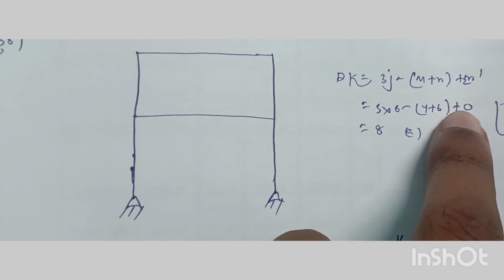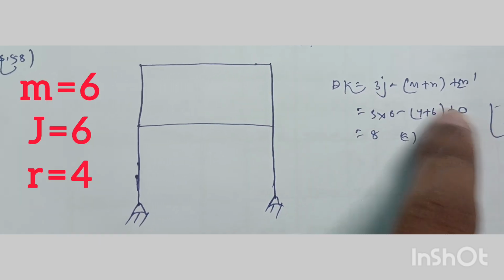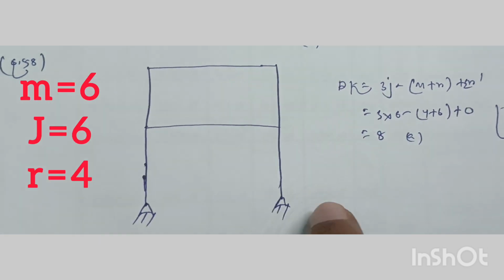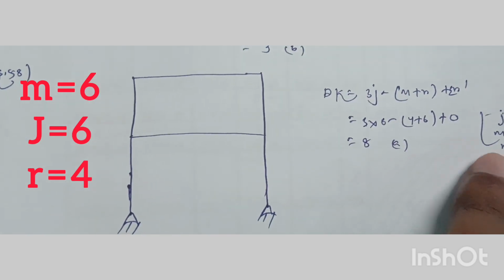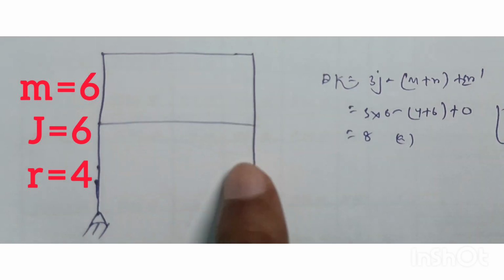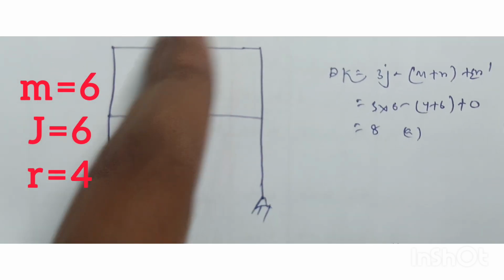I will show you later. The rest of the notations are: j is the number of joints. The number of joints will be 1, 2, 3, 4, 5, 6, so j will be equal to 6, and the number of members will be 1, 2, 3, 4, 5, 6.